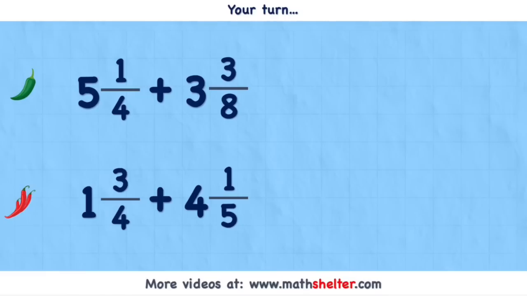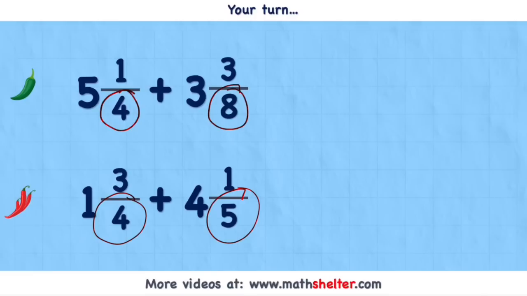So now it's your go. Have a go at answering these two questions. I have a green chili challenge where we can see that there's quite a clear link between my denominators. But then I have this red chili challenge where the denominator link is not as easy. Have a go at working out these two questions and put your answers in the comment section. Press pause on the video now. Good luck.